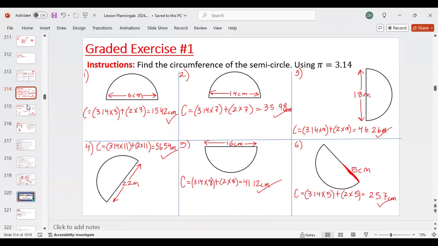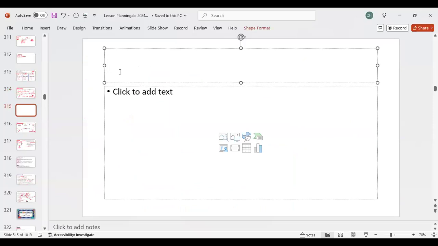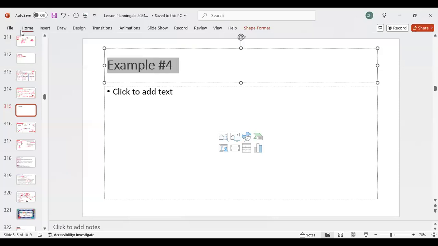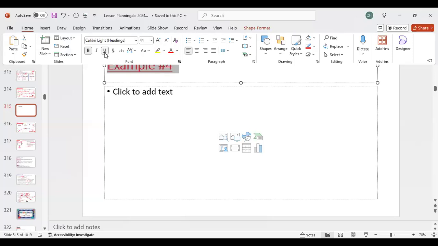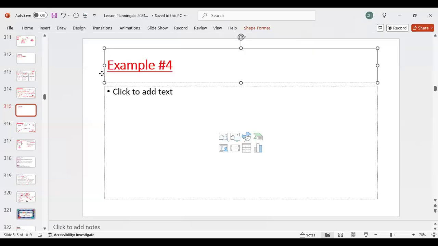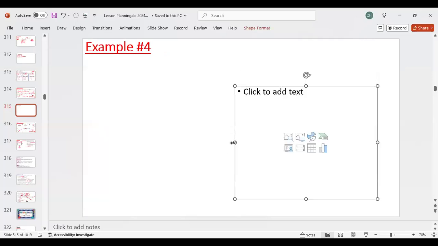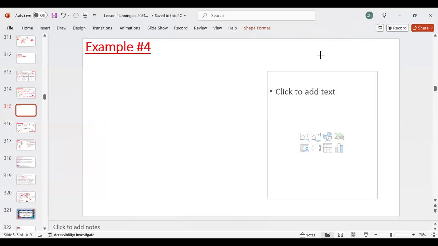Okay, let's move on to the next exercise. In this case, we're going to apply what we learned about the circumference of the semicircle. So this is going to be example number 4. I need everyone to be paying attention with this one. If you're still doing the quiz, please stop doing the quiz. We need to continue on to this part. We are now on this.